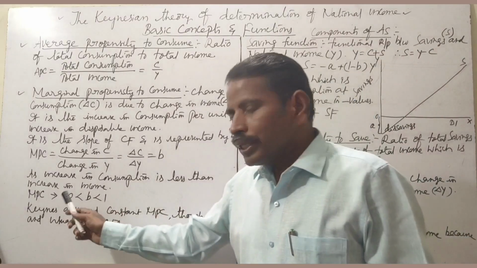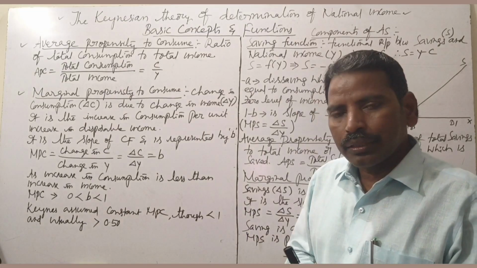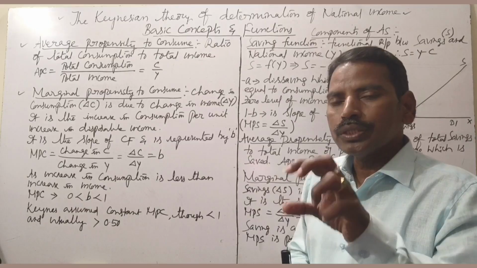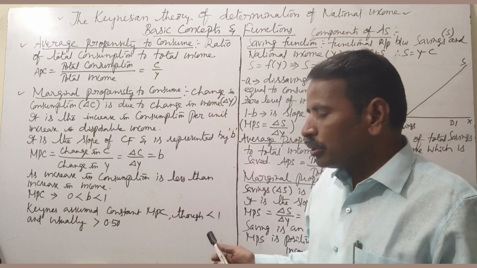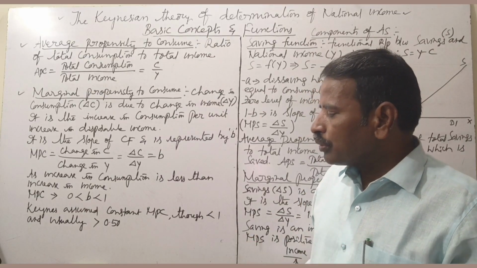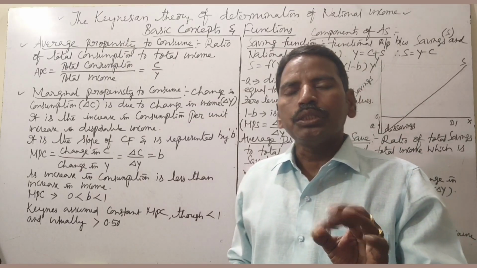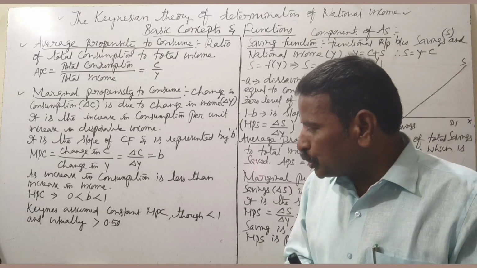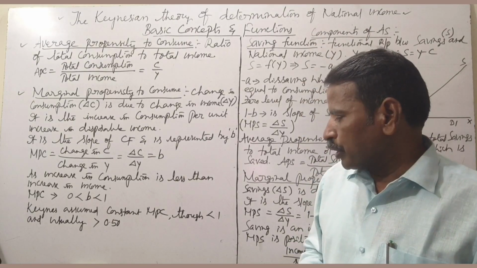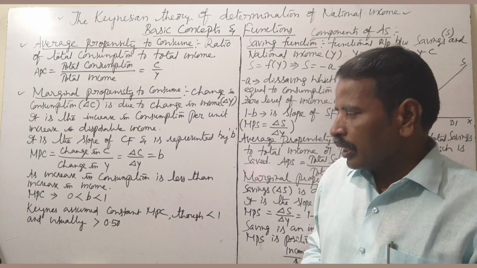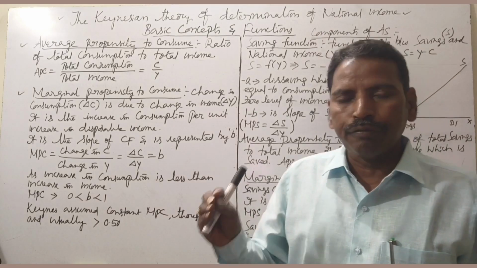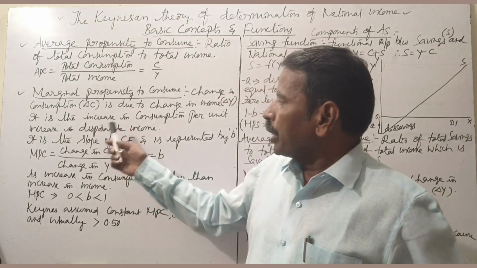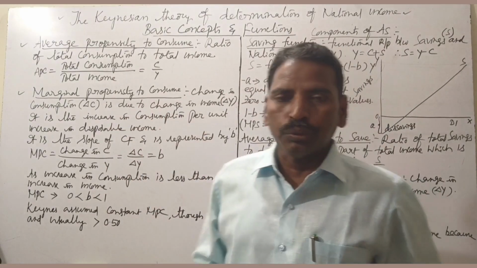Next, here Keynes assumed a constant MPC. Keynes assumed MPC is a constant, though less than 1 and usually greater than 0.50. This is called marginal propensity to consume.